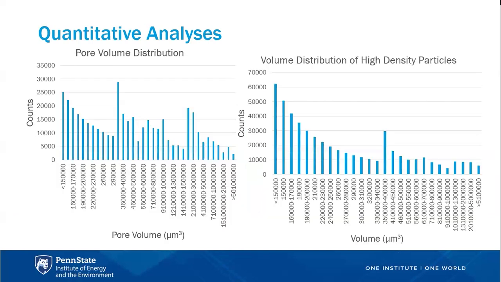But we can also do actual quantitative analysis. So this is the distribution of the pores and then the volume of those dense particles. And you can see that they have very different distributions. Even the scales are different on counts. One is, I think, 50 million versus 5 million on the other one. So you can get data from that.